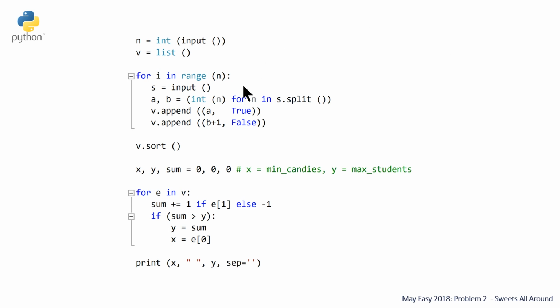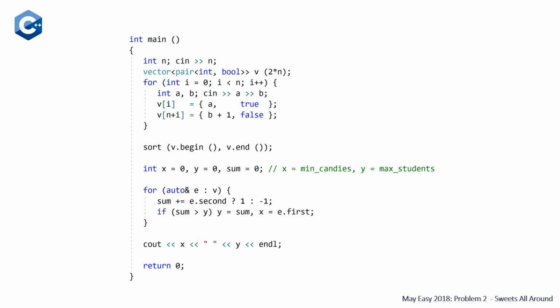Reading in our input is slightly different. We have to make sure to split the 2 integers that are on the same line, and then we can just make 2 calls to append. So this looks very similar to C++ here. Then we sort our list. We declare our integers x, y, and sum, and then we enter our for loop, and we do our plus equals either 1 or -1 based on whether this is the start or end of the range. And at the end, we just print out x and y again.